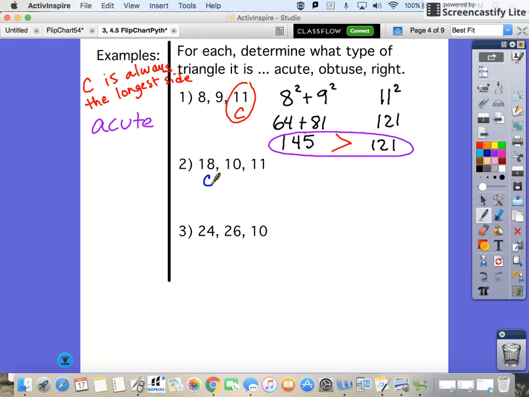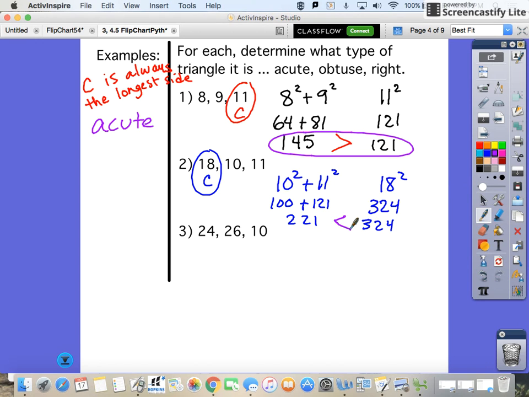For the next one, this would be C because it's the longest side. So we get 10 squared plus 11 squared, and we're going to compare it to 18 squared. 10 squared is 100 plus 121, and 18 squared is 324. This is 221 compared to 324. The alligator would eat that one long side. One side was huge. It beat two sides. So that means this is an obtuse triangle.